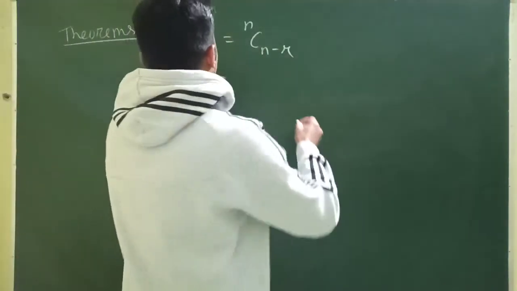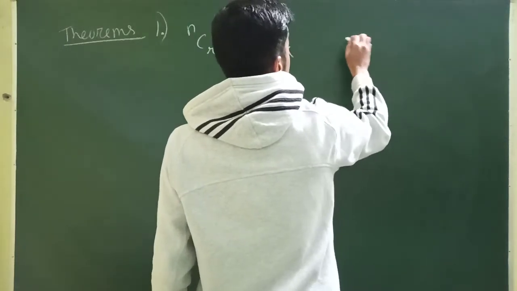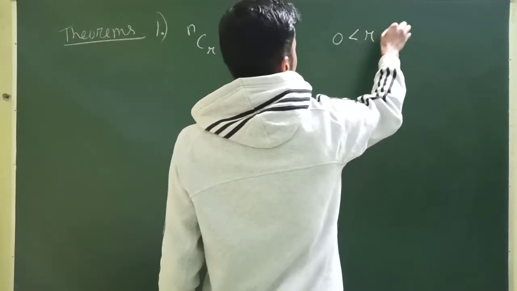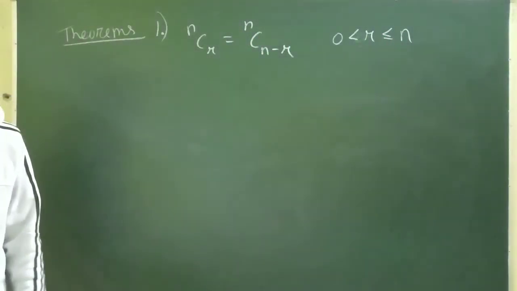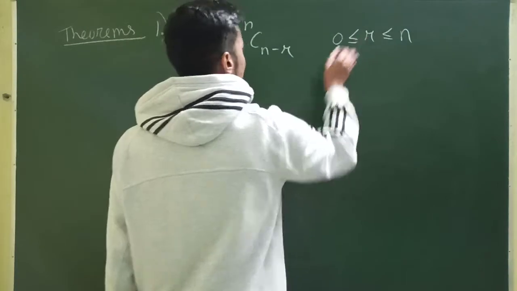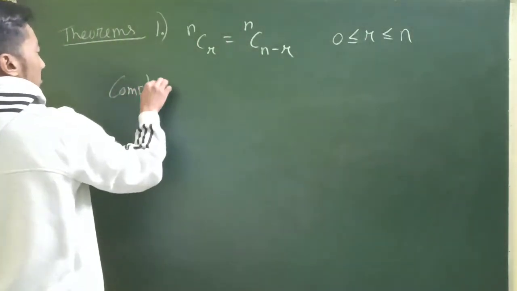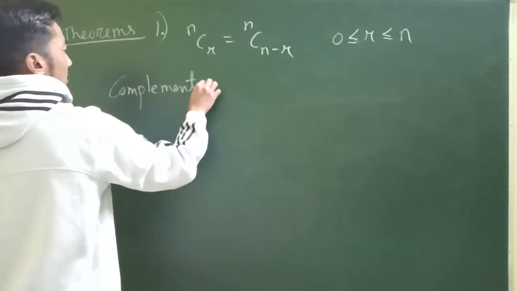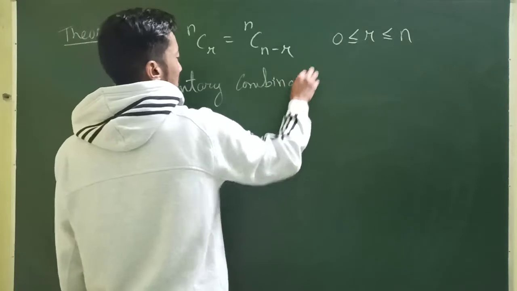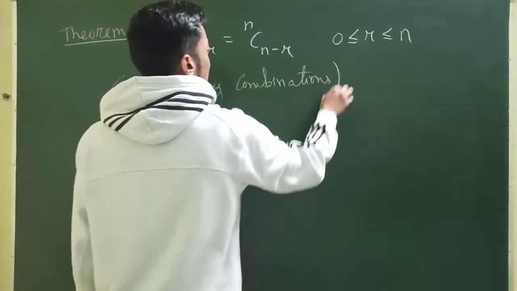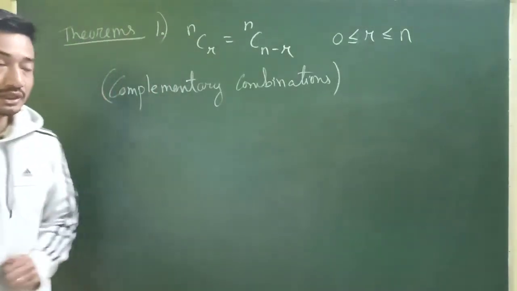These two are called, provided as usual, r greater than or equal to 0 but less than or equal to n. Of course, that is always the condition. These two values are called complementary combinations. That means these two complement each other. That's why they're called complementary combinations.